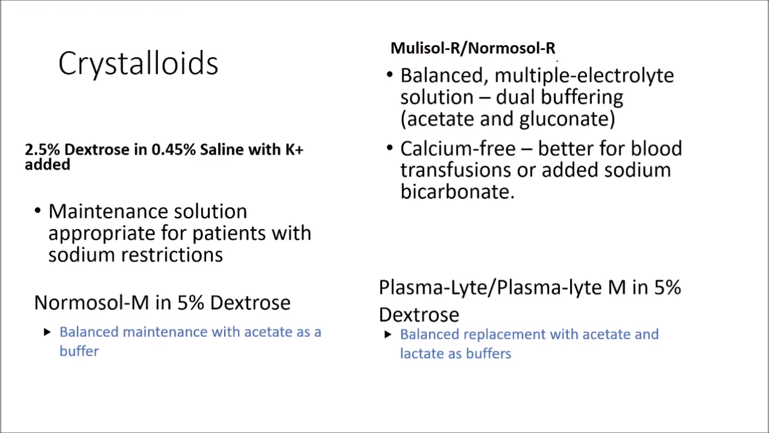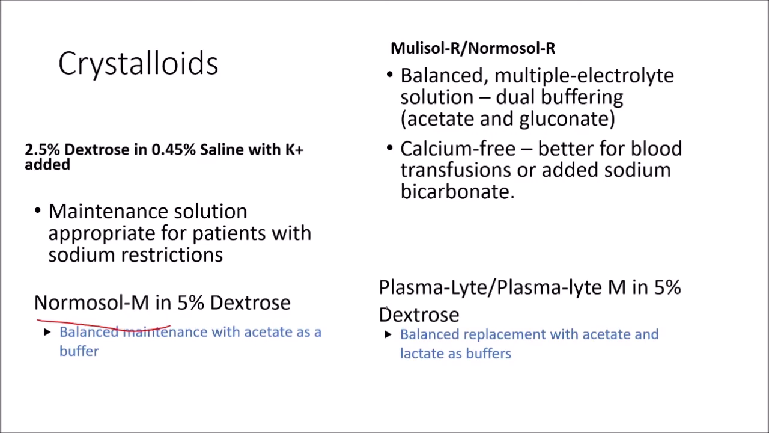Normosol-M in 5% dextrose is a balanced maintenance solution with acetate as a buffer. Acetate tends to be a little bit more of a stable buffer than lactic acid. Plasma-Lyte and Plasma-Lyte M in 5% dextrose is a balanced replacement with both acetate and lactate as a buffer. We're going from crystalloid solutions now to colloid solutions.